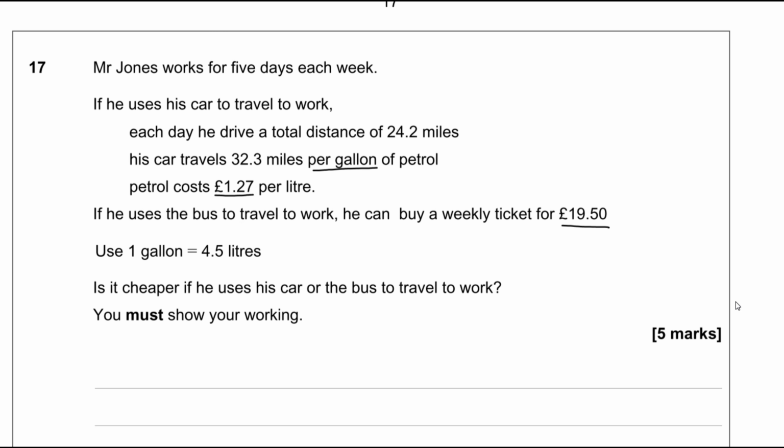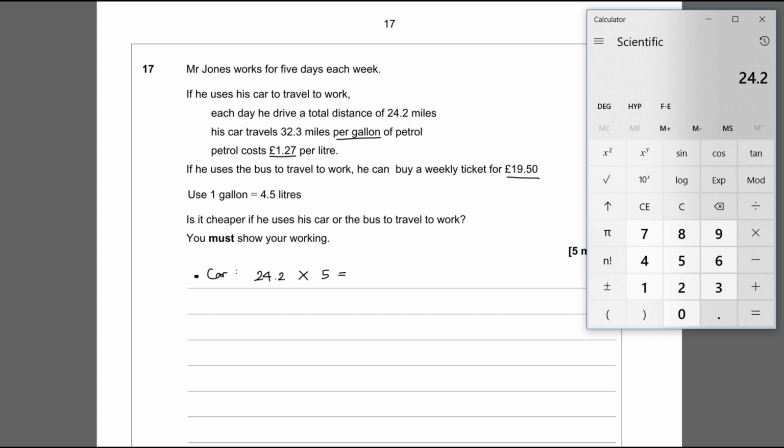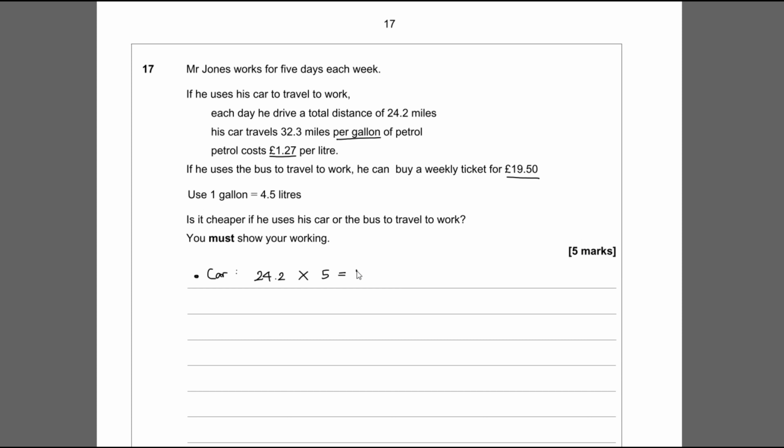Okay, let's compare the car and the bus. First computation. If he uses the car, each day he drives a total distance of 24.2 miles, and he works 5 days each week, so times 5. That's for the week. 24.2 times 5, 121. So he drives 121 miles in a week.